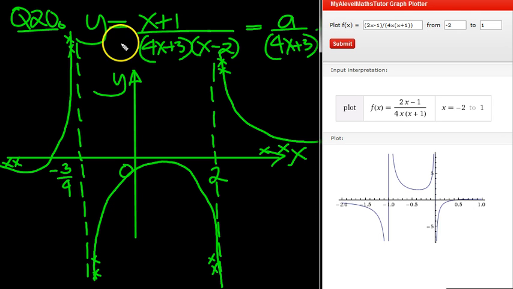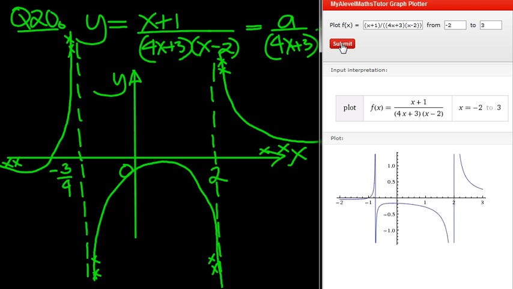Let's just confirm that with our digital plot then. So I'll write it in here. So what have we got? We've got x plus 1 divided by bracket 4x plus 3, close that bracket, open bracket x minus 2, close that bracket and close the underneath bracket. We'll plot it from minus 2 to, say, 3. Just have a little look at it and see what we get. Yeah, that's it. That's good. x plus 1 over 4x plus 3 times x minus 2 underneath. And it looks like we were on the right track.